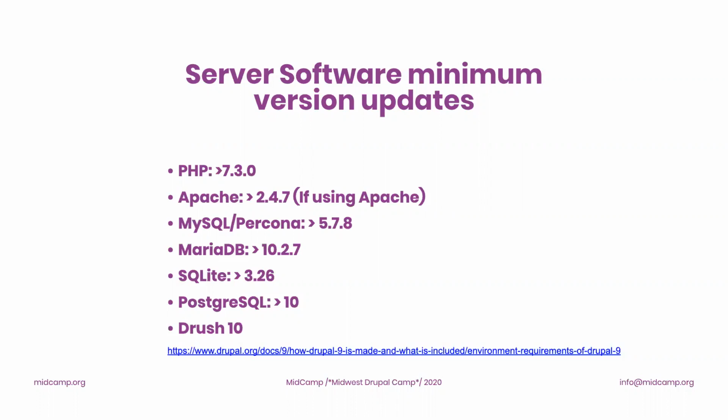And the biggest example of this is with PHP itself. So Drupal 8.8 required PHP 7.0. Drupal 9 is going to require PHP 7.3. And there's a few reasons why we did that. First off, Drupal 9 is based on Symfony 4 as opposed to Symfony 3 like Drupal 8 was. Symfony 4 requires PHP 7.2, so we knew we were going to have at least a minimum of 7.2.